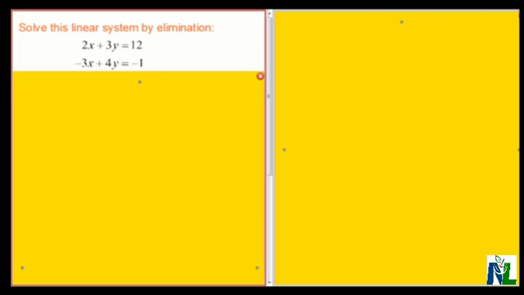I'm going to solve this linear system by elimination. 2x plus 3y equals 12. I'm going to call that equation 1. Negative 3x plus 4y equals negative 1. I'm going to call that equation 2.